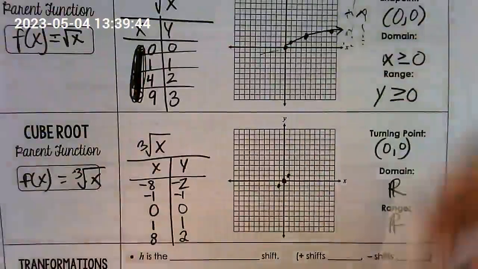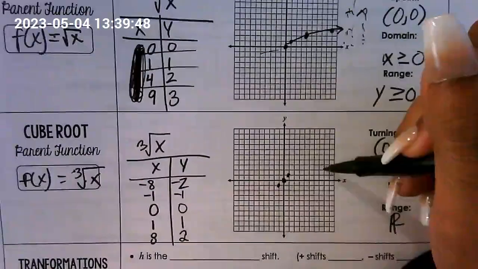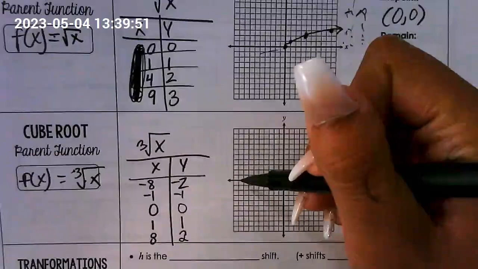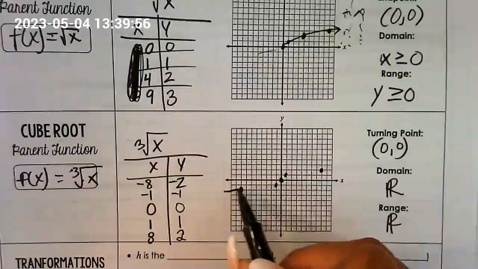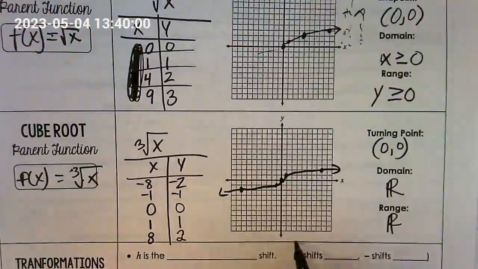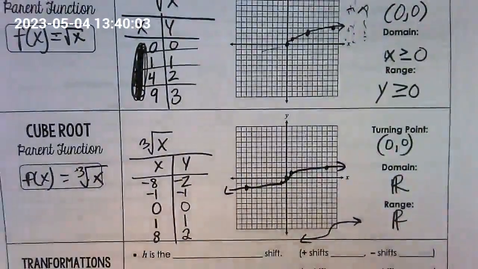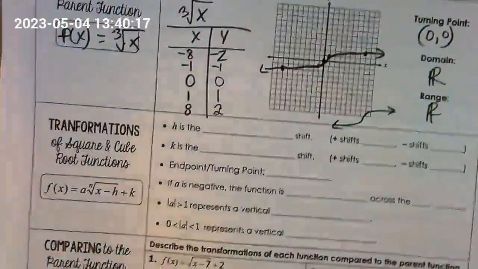Let's see. 8, 2, and then negative 8, negative 2. Alright, so you should have a little symbol right here. It looks kind of like half of an hourglass. I don't know what you call it. Alright, so cube roots is 2 times 2 times 2. 1 times 1 times 1. Okay? And let's talk about how we're going to transform these.